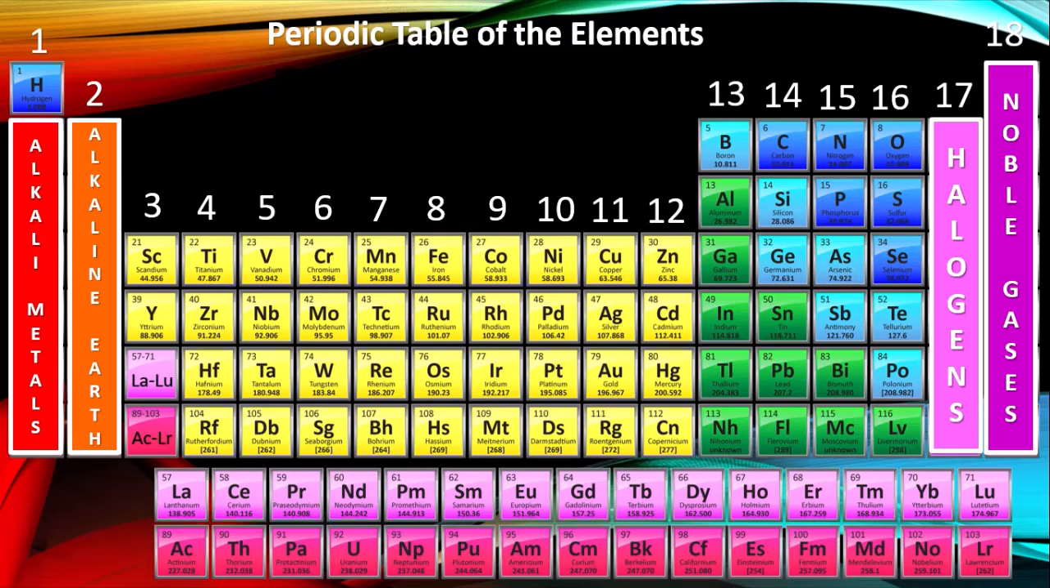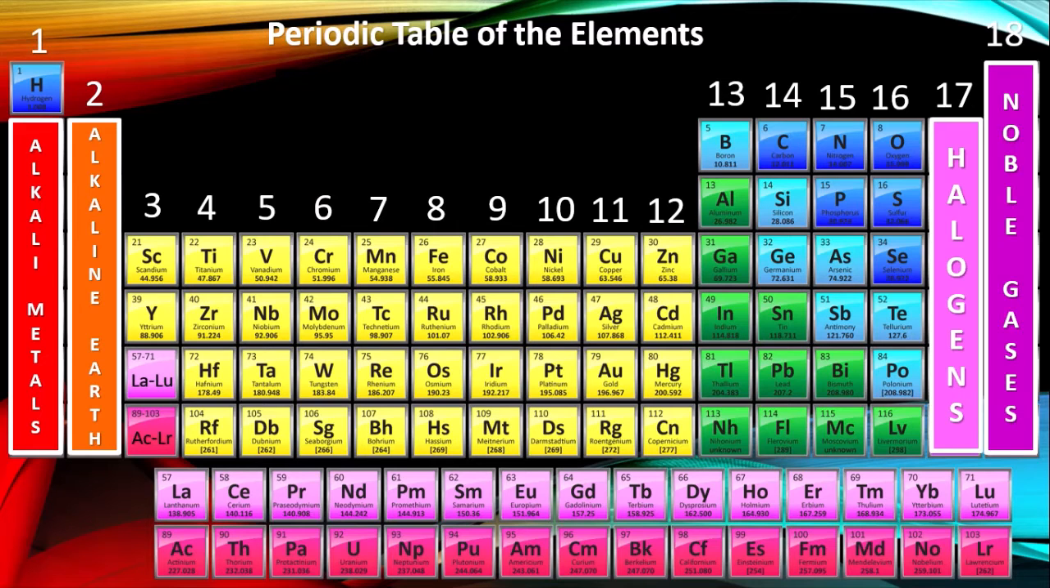Alkali metals and the alkaline earth metals are on the metal side, so they are metals. And halogens and noble gases are non-metals because they are part of the non-metal side.